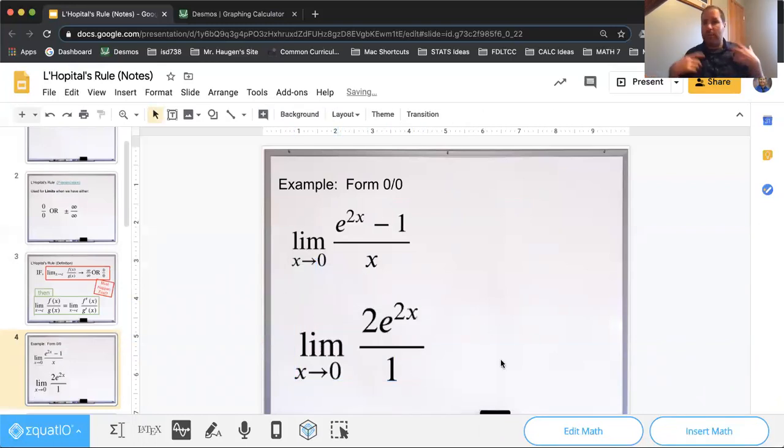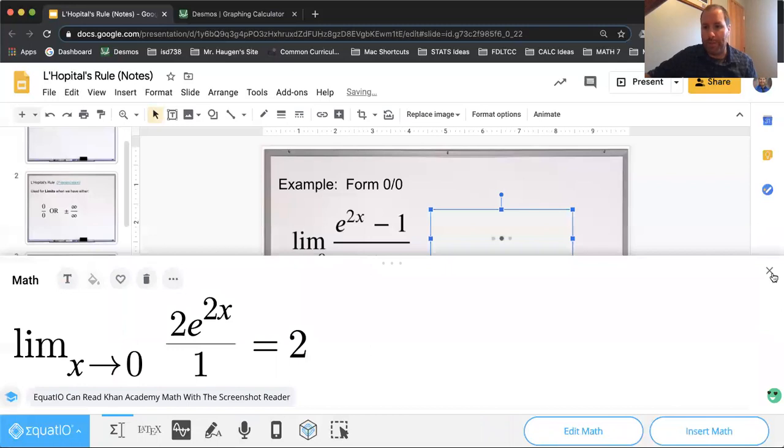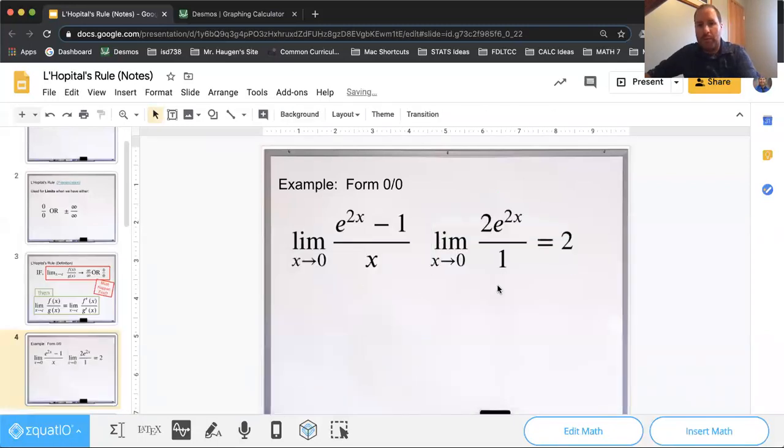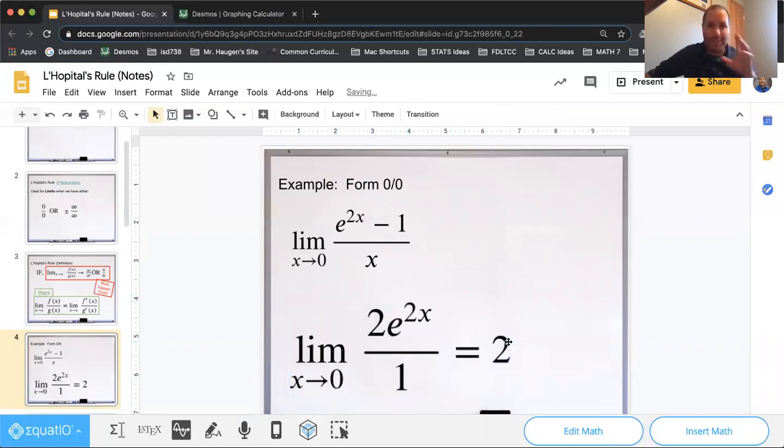And now after doing L'Hopital's rule, we try to plug it in again and see what we get. In this case, when we plug this in again, e to the 0 is 1. So we have 2 times 1 divided by 1, which ends up being 2, because we can evaluate that right away. And especially when I'm checking my work, I want to make sure: did I get this right, or did I just make up a bunch of junk that happened to work out?